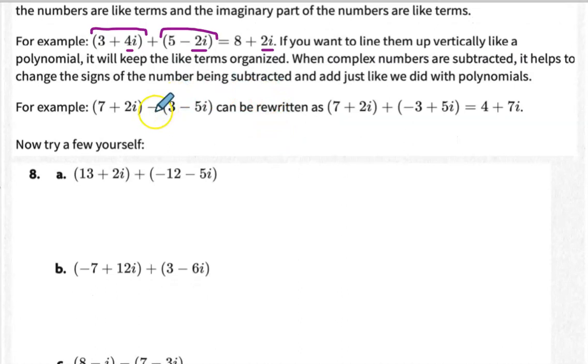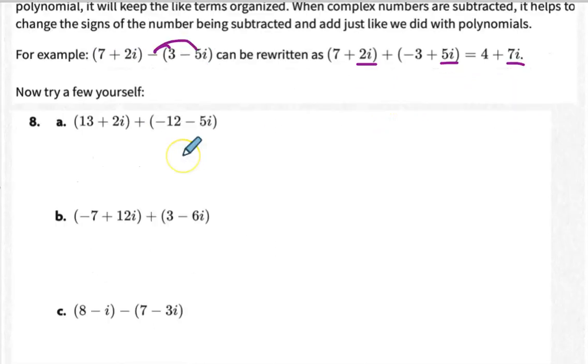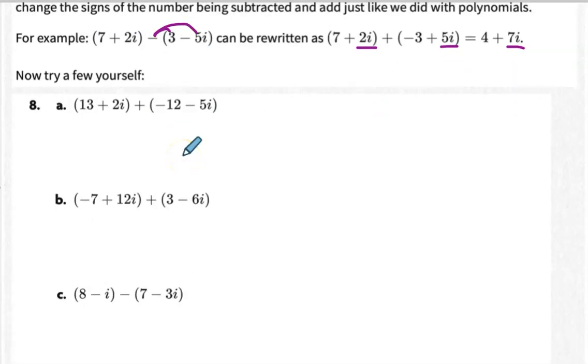All right, subtracting, same idea. We're just going to have to distribute this negative here. So notice they did that here. They've got a negative in front of the 3. The 5i was negative and it became positive. Then they combine like terms. 7 and negative 3 is 4. 2i and 5i gives us 7i. Okay, so let's try a few here.